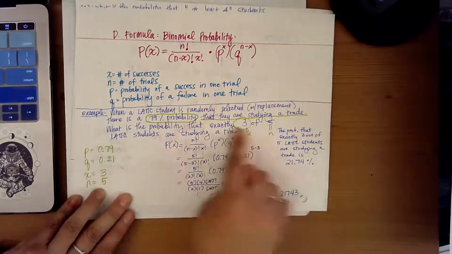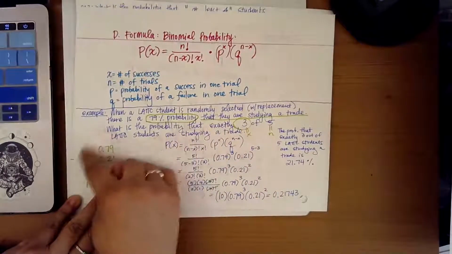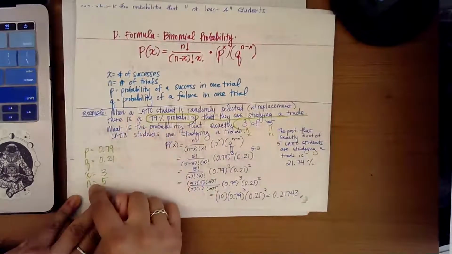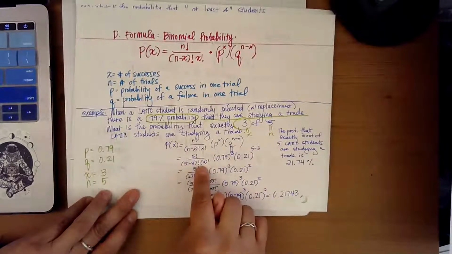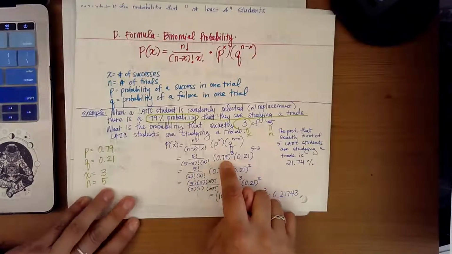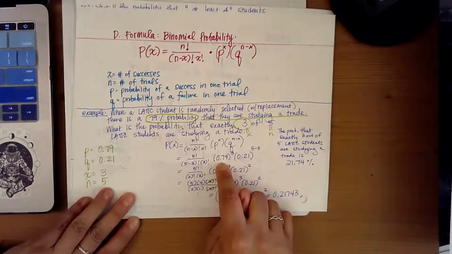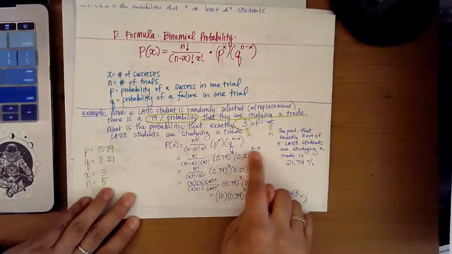So, again, here's my formula. It looks intimidating. It really isn't. As long as you recognize what the problem is giving you for givens, plug in your givens. 5 factorial divided by 5 minus 3 factorial times 3 factorial times my probability of success rate, 0.79 to the third power, because that's the x, and 0.21, that's my q, to the 5 minus 3.